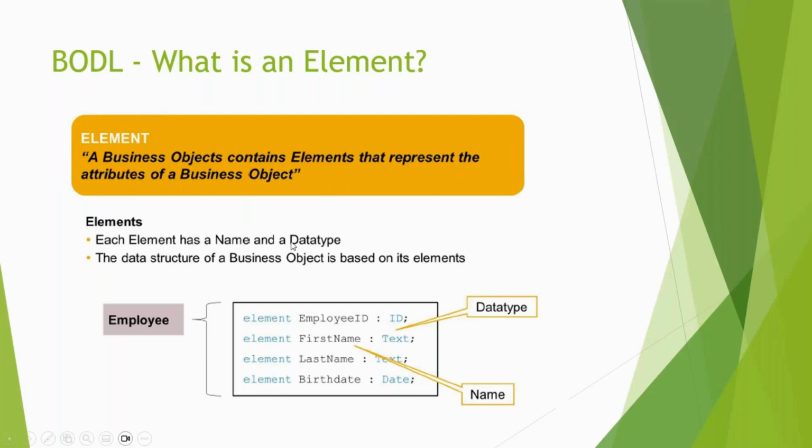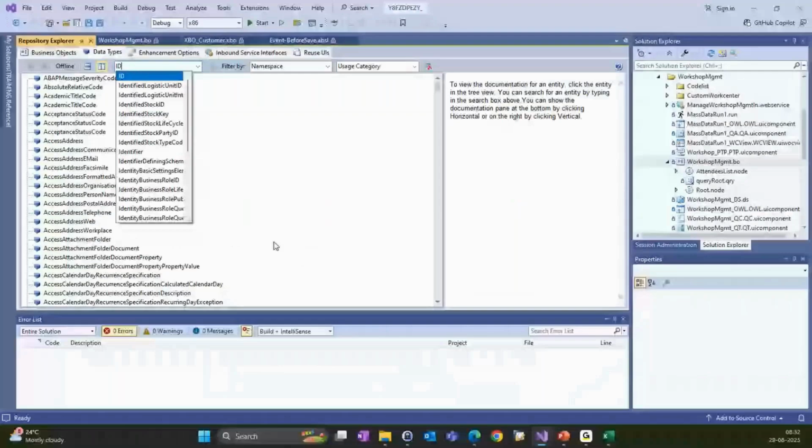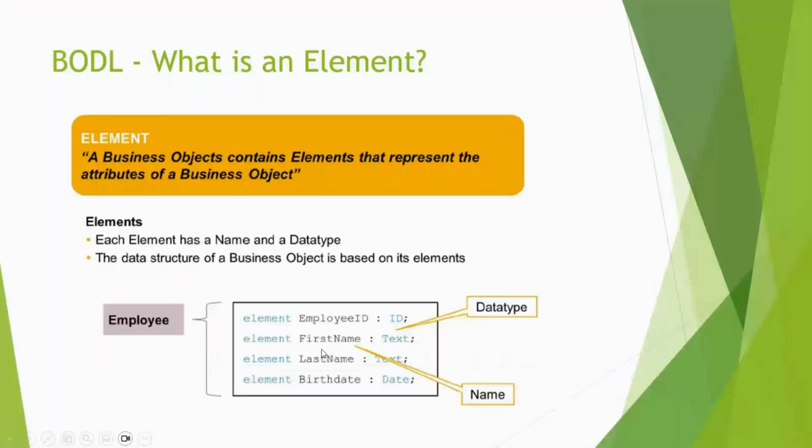Here in the data types, we will get all the data types. So ID, what is this? This is the identifier which we will use to store the unique keys. So this is the employee ID, the first name is of type text, and last name is also of type text, and birth date, here you can see it's a date. These are the data types which we have to maintain. So this is the syntax for creating any field in the backend.